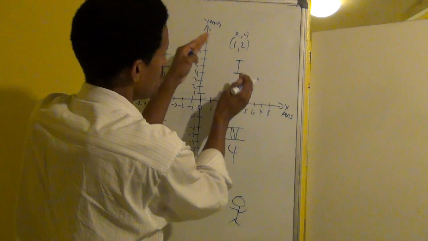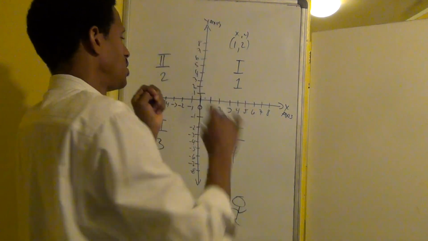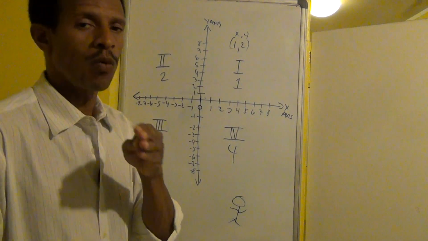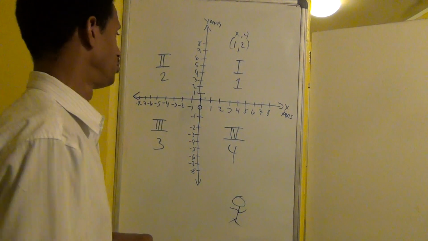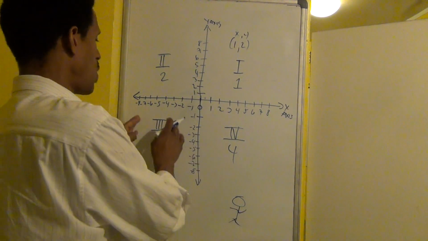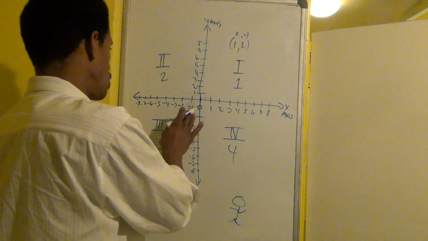Well, everything in quadrant 1 is going to be positive because you can look, number line's positive, number line's positive. Think about this. What quadrant would have all values being negative? If you chose quadrant 3, you're correct, because if you look at the number line here, values are negative. If you look over here, negative.